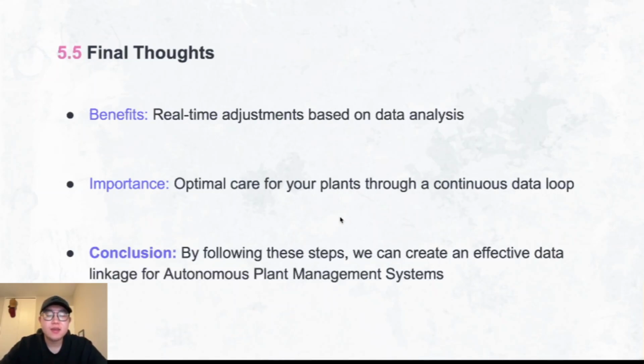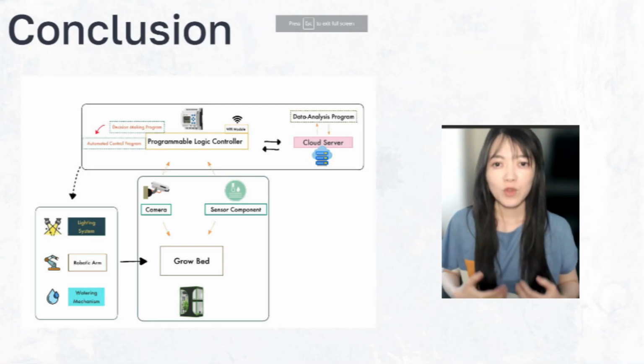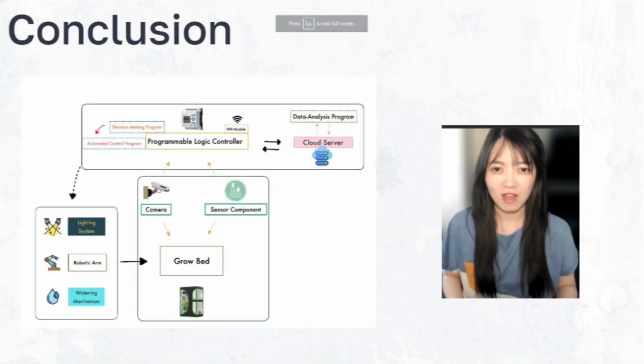And there you have it. By following these steps, you have created a data linkage for your autonomous plant management system. This continuous loop of data collection, processing, analysis, and adjustment is what will allow your system to provide optimal care of your plants. In conclusion, with our step-by-step guide, you can build your own autonomous plant management system.